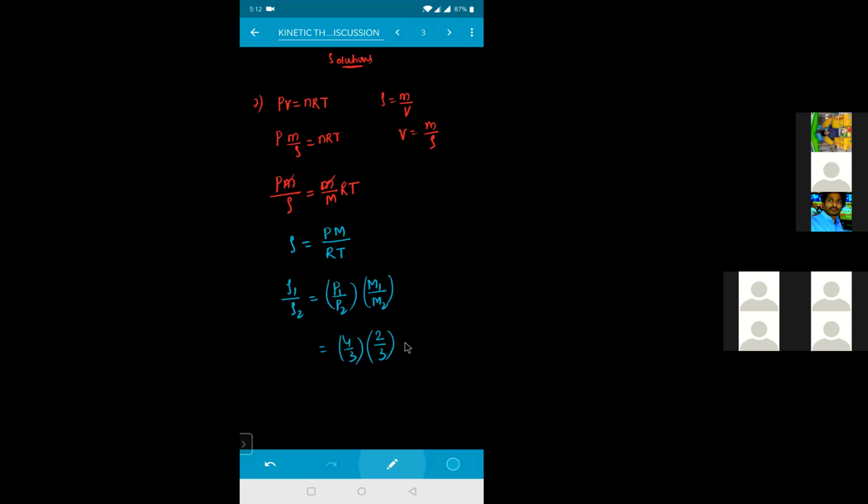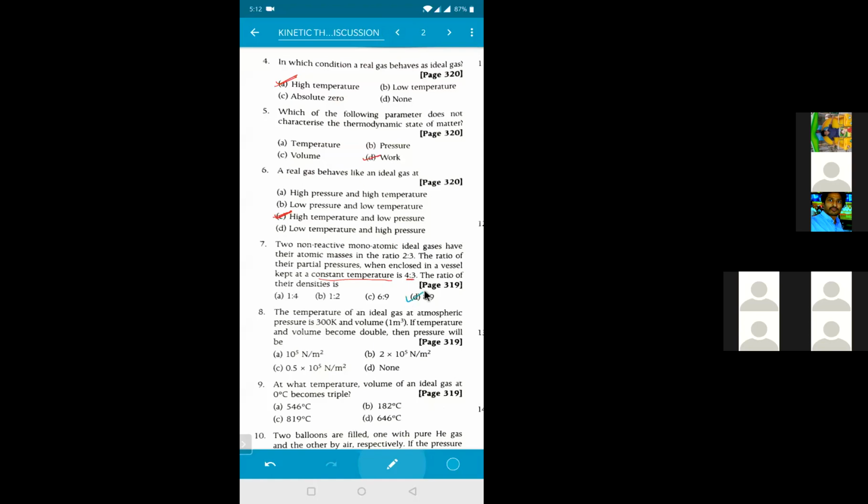So what will be the answer? 4 times 2 is 8, 3 times 3 is 9. So rho 1 by rho 2 will be equal to 8:9. That's it. Next one.